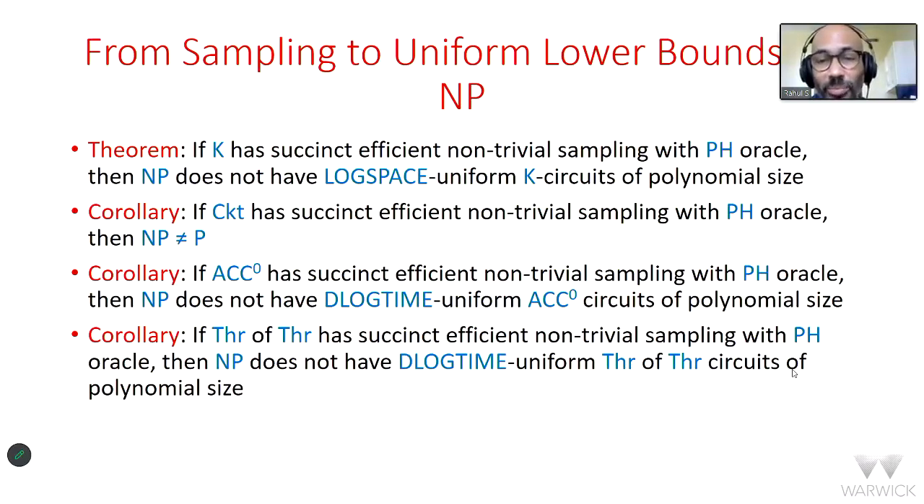In particular, this is potentially applicable to these frontier questions that I mentioned, to getting uniform ACC lower bounds or uniform threshold circuit lower bounds. And I should mention just a couple more maybe interesting features of this connection.